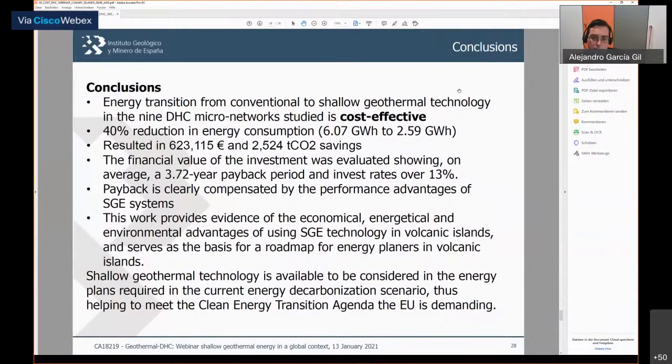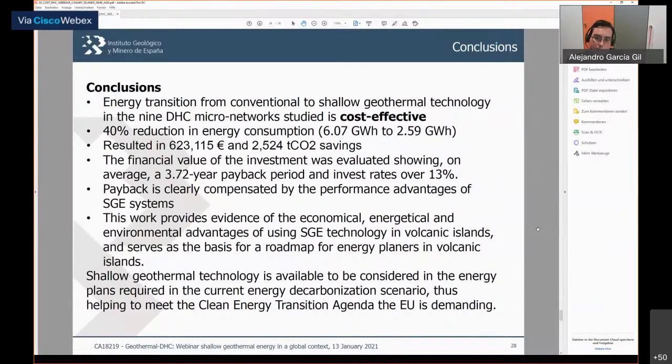And finally, this work provides evidence of the economical, energetical, and environmental advantages of using solar geothermal in volcanic islands, and serves as the basis for a roadmap for energy planners in volcanic islands. It also demonstrates the feasibility of such type of thermal installation and their ability to satisfy the huge heating and cooling demands of tourism throughout the year in the Canary Islands.